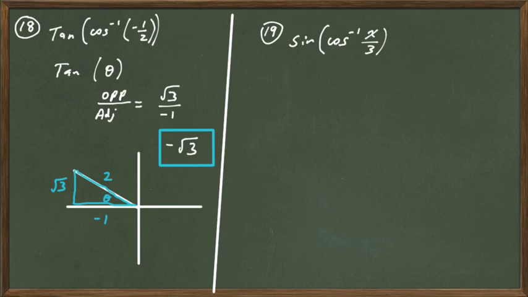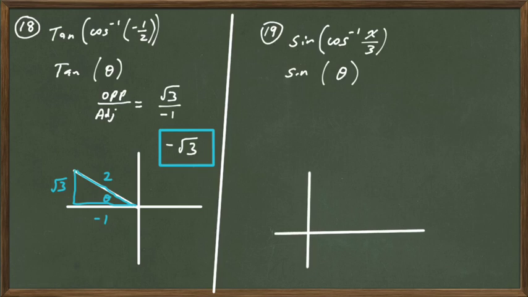Number 19, I have to make an angle. Whenever you have an inverse trig, such as an arc cosine, that means the angle whose cosine is x over 3. So I'm going to make a triangle, angle, right angle. Now I need the cosine to be x over 3. Cosine is adjacent over hypotenuse. Do Pythagorean theorem and you'll get the square root of 9 minus x squared.